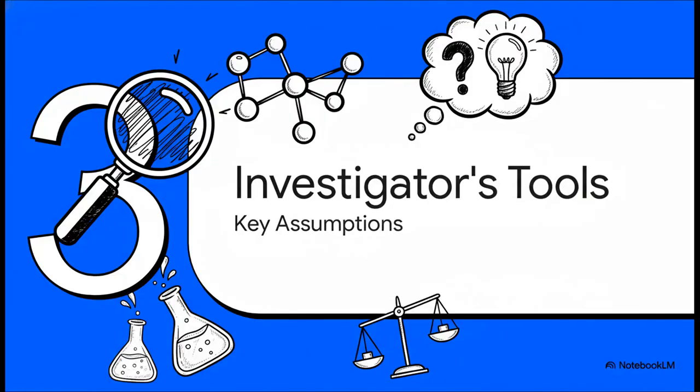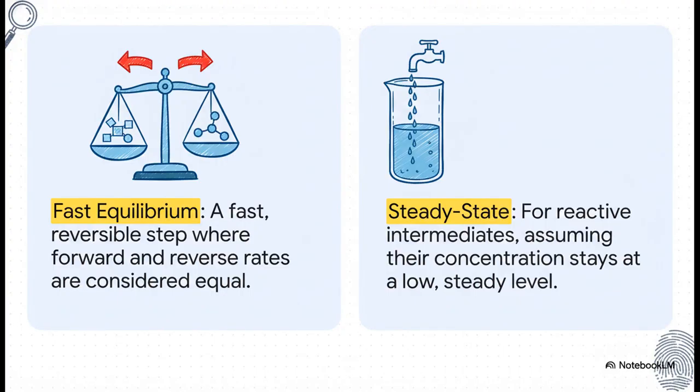Okay, so how do we prove this secret plot is actually what's happening? Well, any good chemical detective needs a couple of special tools. We can't just guess here. We need some solid logic and a couple of really powerful assumptions to break down this mechanism and see if it actually lines up with the evidence. Our 2 big tools are the fast equilibrium assumption and the steady state approximation.